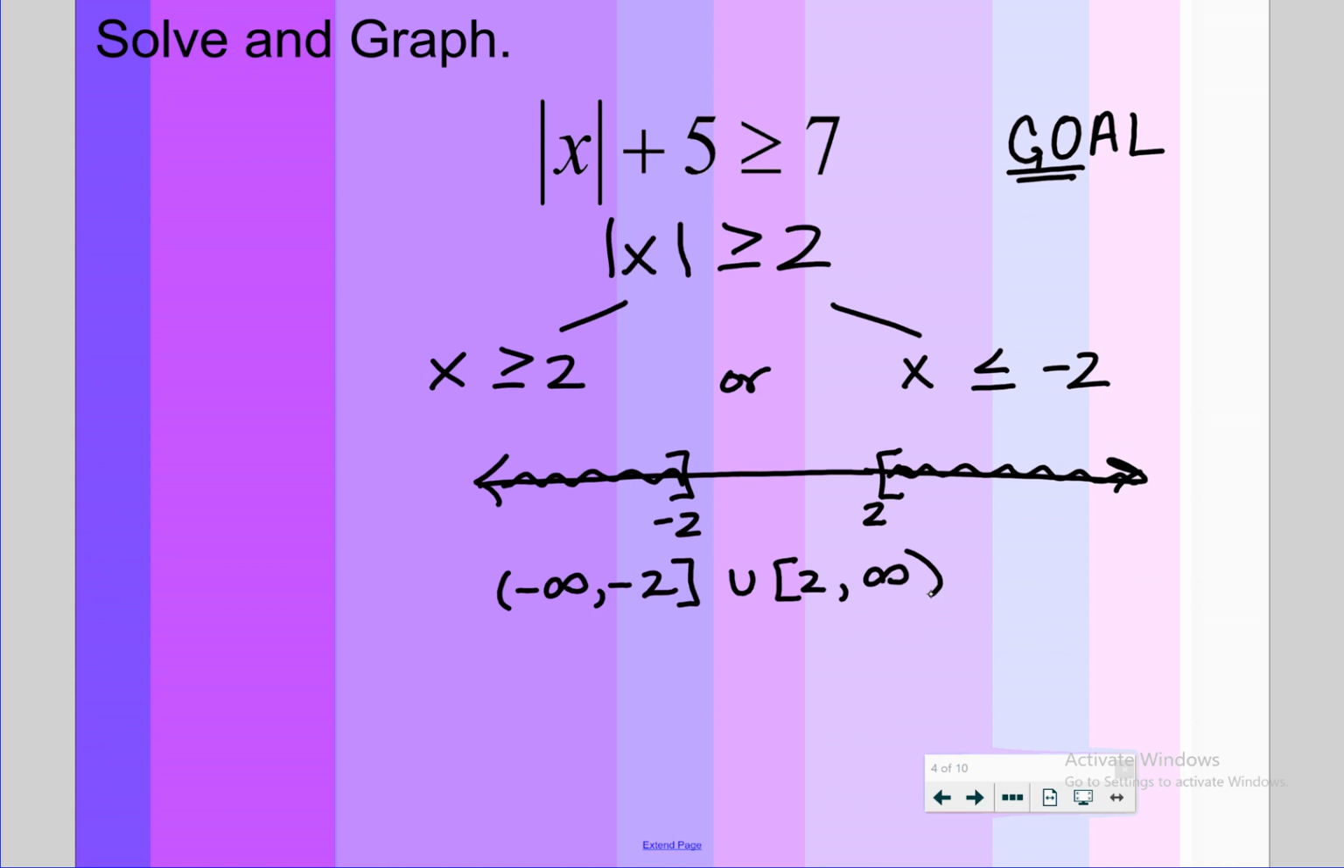Okay. Any questions on that problem? Make sense what we're doing? I'm just going to practice this today. All right, let's try another one.